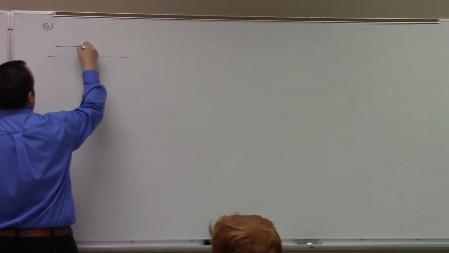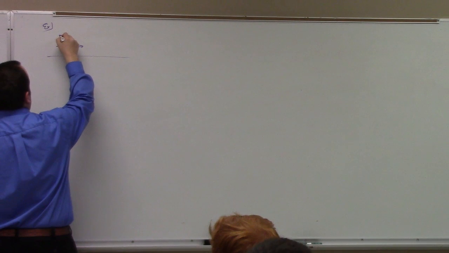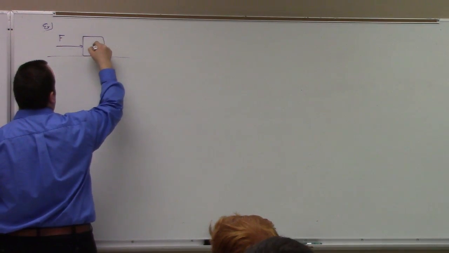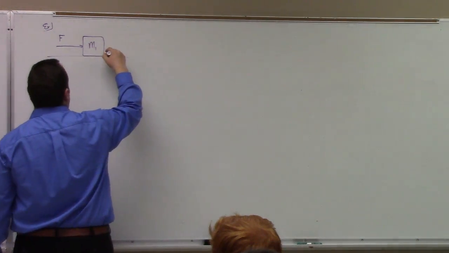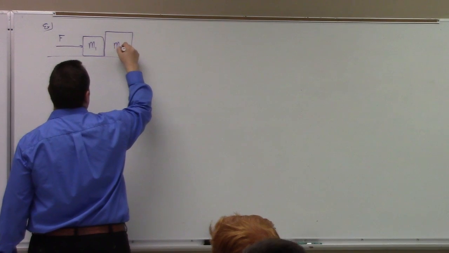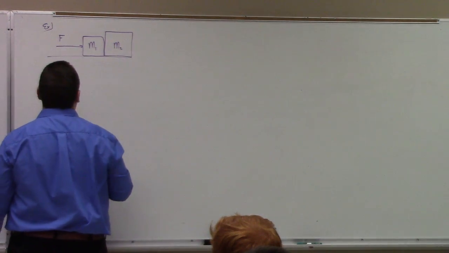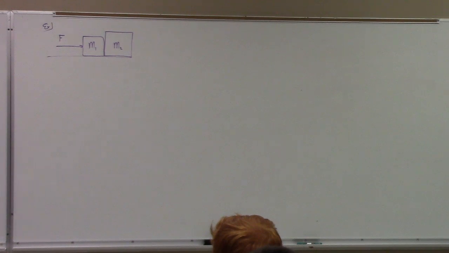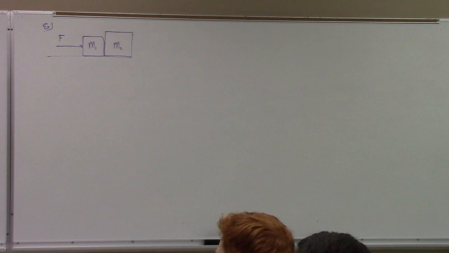You're pushing with a force F on a box of mass M1. There's another box of mass M2 over here. Then the question is, what's the acceleration of this system? And what's the contact force between the boxes?